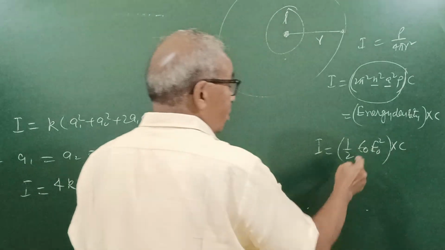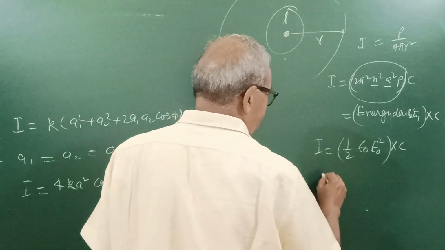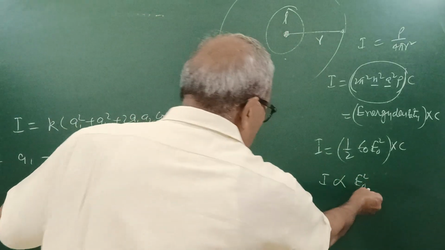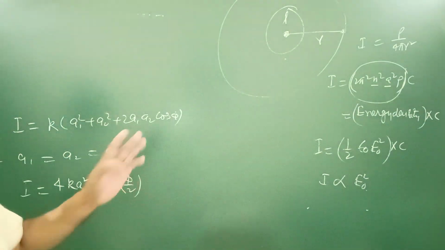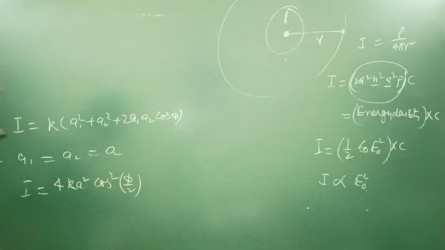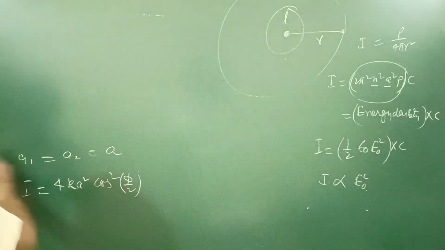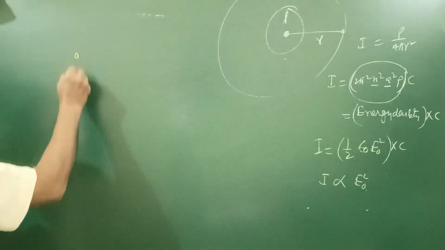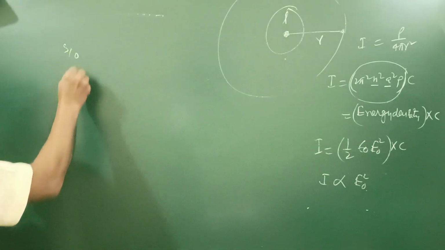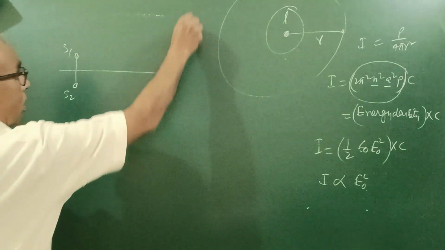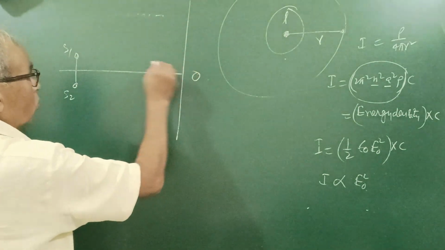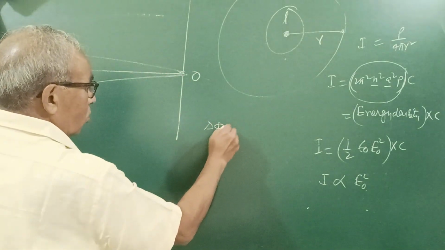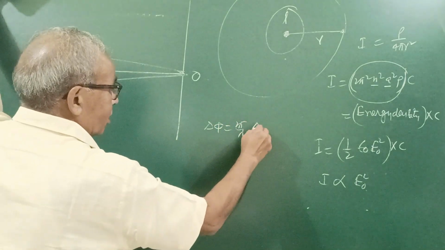So in a given medium, epsilon constant, C constant, that is, I is proportional to E0 square. I have written A1, A2 for the two waves, because it is not easy to write E0 for both. Then we derive the maximum and minimum. If these are two sources S1, S2 emitting light in the same phase, and the waves meet at this point O, equidistant, then there is a relation: delta phi equals 2 pi upon lambda into delta x.